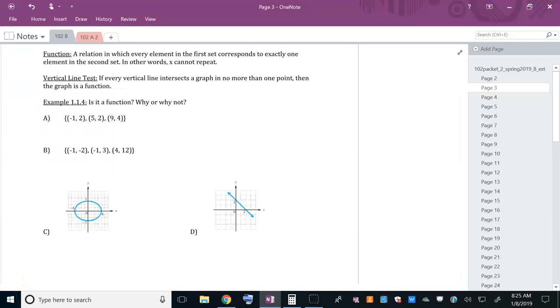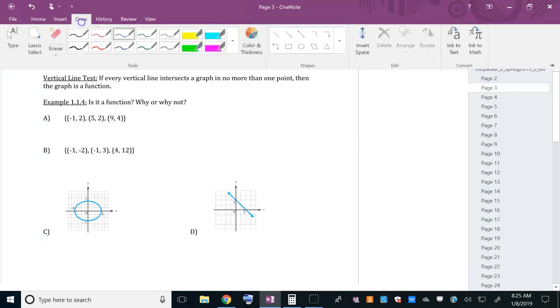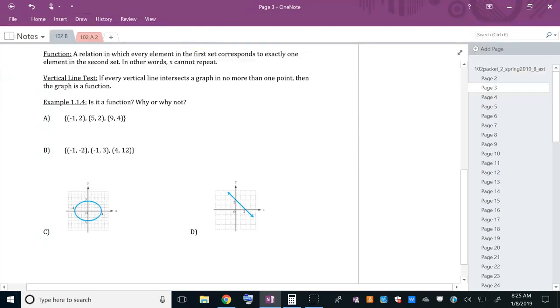Math 102, example 1.1.4. Here we'd like to talk about functions. A function is a type of relation in which every element in the first set corresponds to exactly one element in the second set. Basically what that means is x cannot repeat. It's perfectly okay if y repeats, but you can't have x repeat.